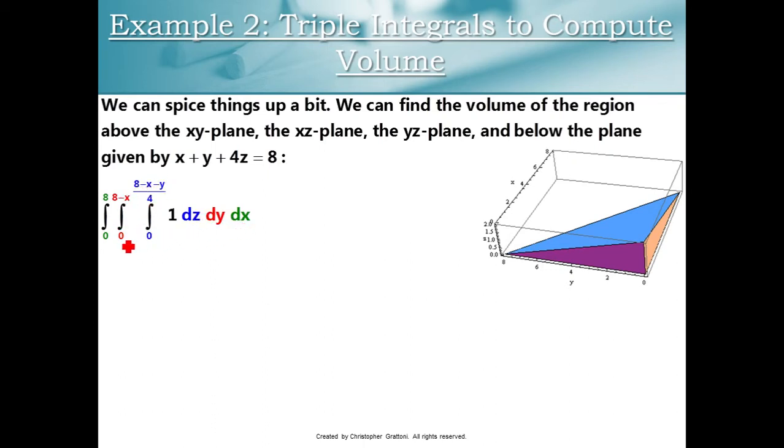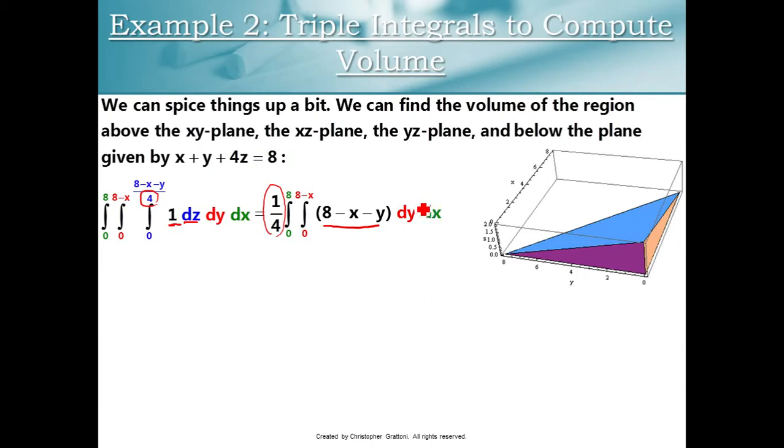And then my dx, I'm just going from left to right, x going from 0 to 8. So you find the antiderivative of 1 with respect to z, and you plug in your 8 minus x minus y over 4 and your 0. Here's my 8 minus x minus y, and I took that 1/4 out, that constant of 1/4, just because it was kind of in the way.